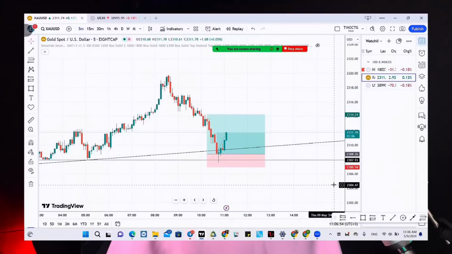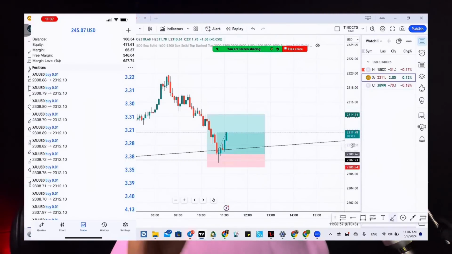So right now I have a mentorship class, but I'm just explaining to them the same trade, why I took it and what I was saying, but right now this is what it's looking like, guys.